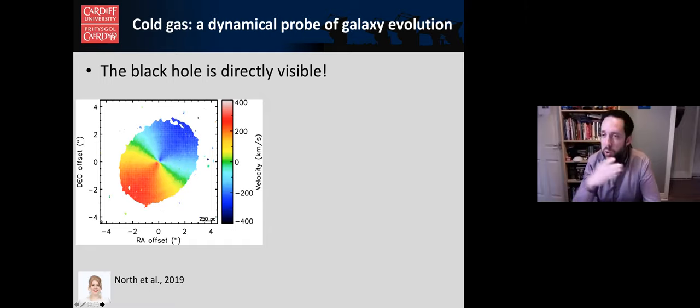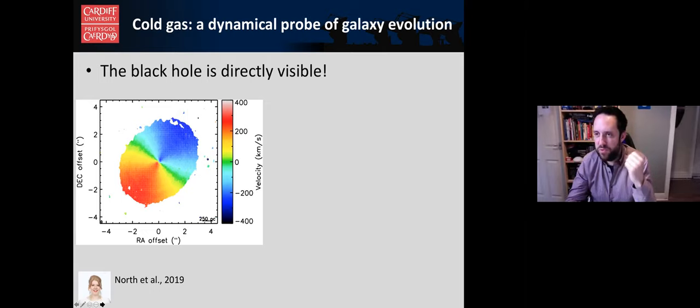So blue is blue shifted emission, red is red shifted emission. You can see it rotates very fast. It's a massive galaxy. It's 800 kilometers a second from one side to the other. But the eagle-eyed amongst you, so this is all presented in North et al. 2019, will have spotted that in the center of this object, the gas is actually rotating faster than its edge. And that's a sign that a black hole is there.